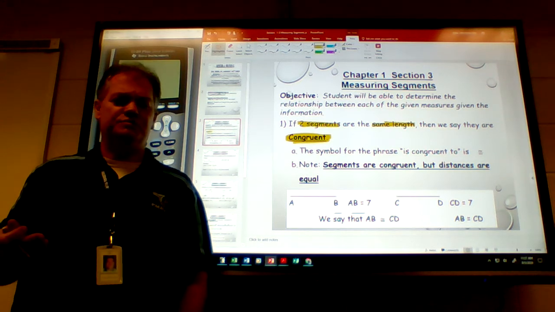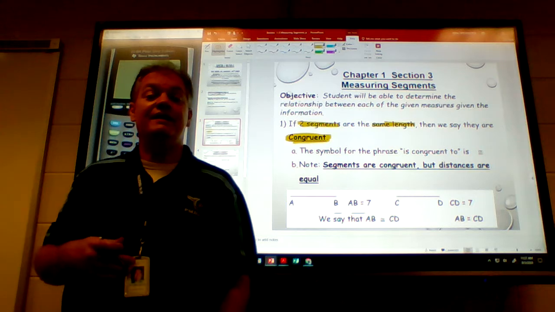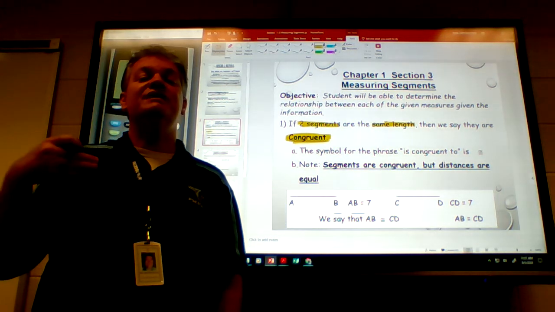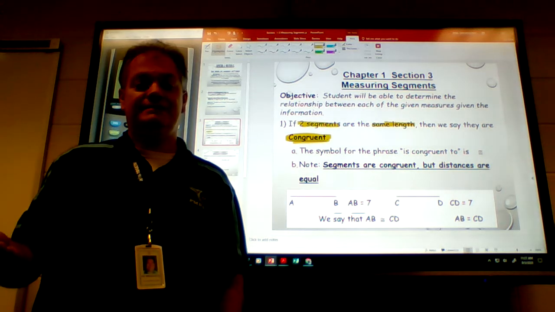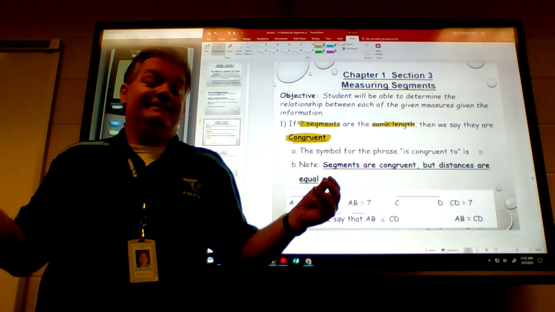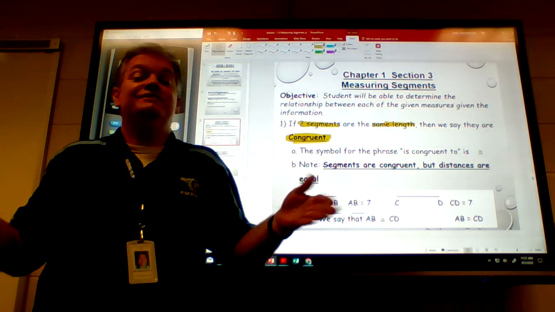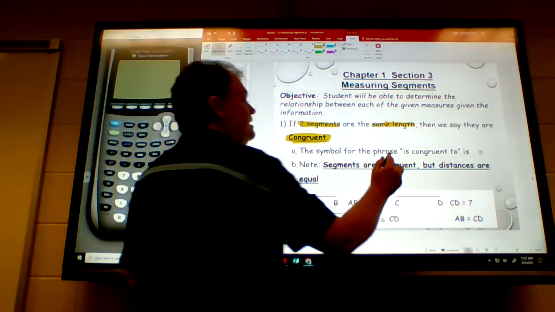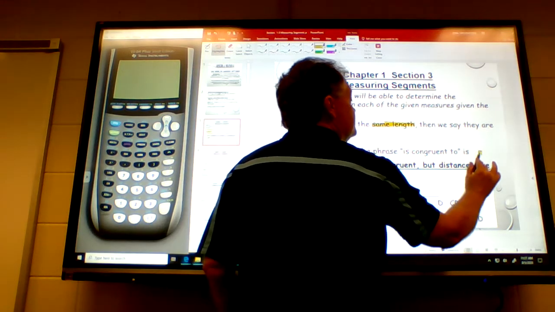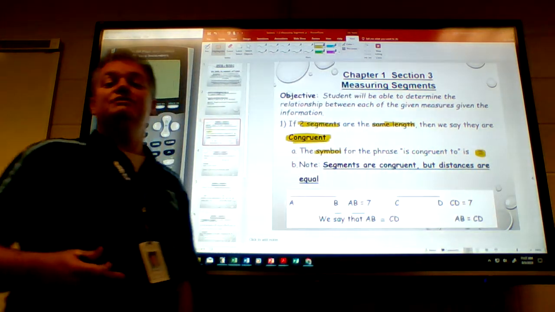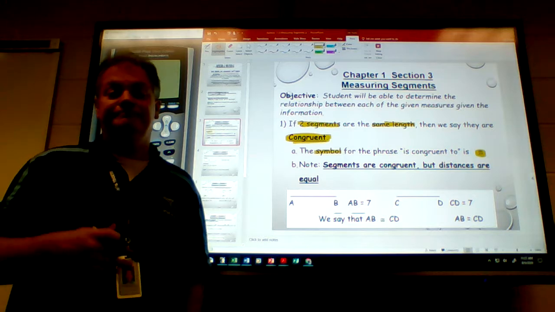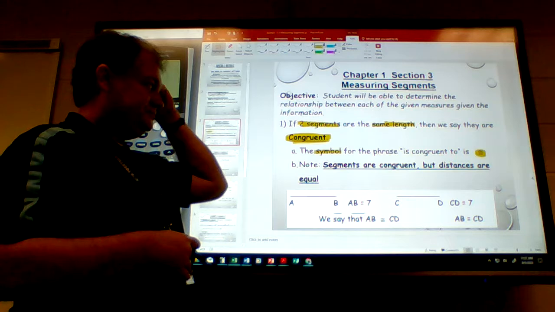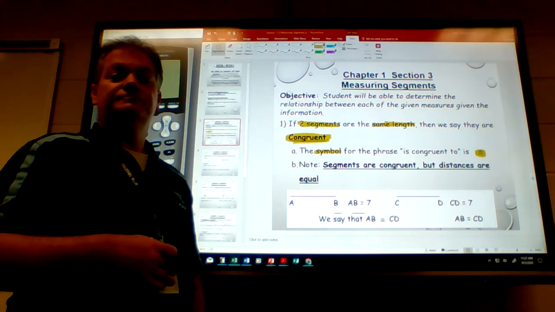I don't know if you heard it in algebra or not, but you're definitely going to be hearing a lot here in geometry. But congruent means when two objects are of the same shape and size. Now, with the segment, it has no shape. It's just basically length. So as long as they're at the same length, they're congruent. And the symbol for congruent is right there. It's an equal sign with a little squiggly line above it. That's congruent.